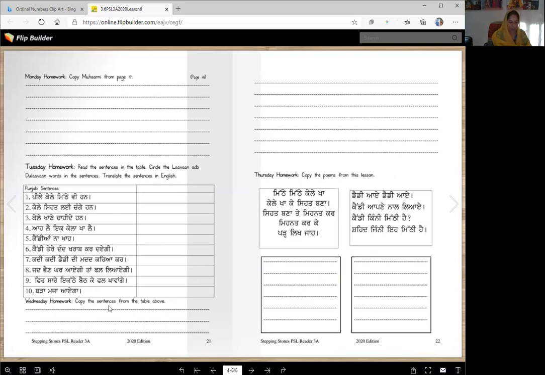Wednesday homework, copy the sentences from the table. These sentences, you will write them here. And Thursday homework, you're going to copy these poems in this space. Okay? If the space is not enough, you can write in your notebook if you want to.